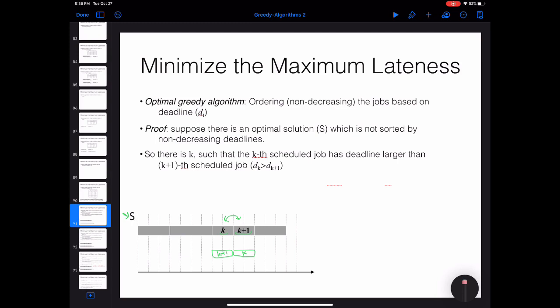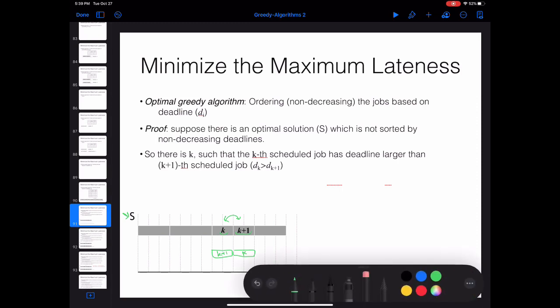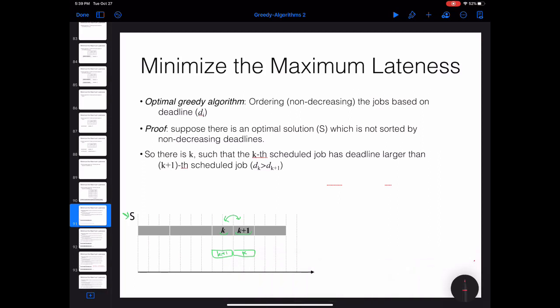I can write in, probably, a different color. Red might be more readable. Okay, let's just assume that the previous job that has been done before here, the completion time of this is going to be C of, for example, K minus 1. Everything until K minus 1 is the same. In this new solution, I'm going to just change the order of K and K plus 1.